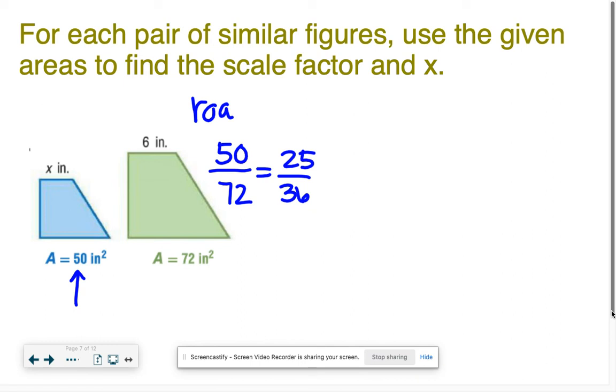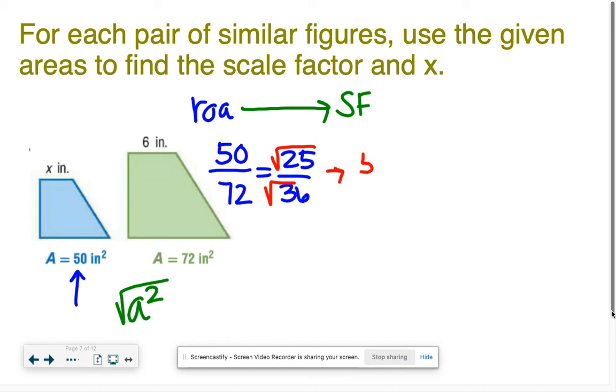Okay, now from here, we want to find our scale factor. Now, folks, think about it. If I had a squared, how do I undo something squared? You just take the square root. So now this time, instead of squaring those numbers, we are just going to simply take the square root. What is the square root of 25? Well, that's simply 5. Square root of 36 is 6. So we found our scale factor to be 5 to 6.